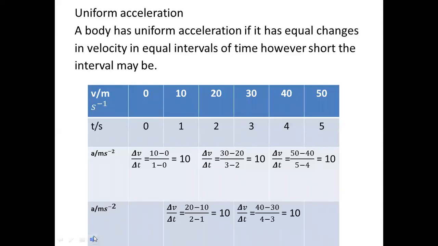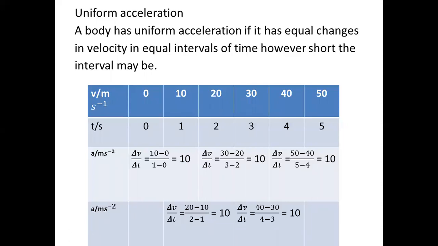Next, we have to discuss uniform acceleration. Acceleration was the rate of change in velocity. So uniform acceleration would be the one in which the change in velocity is equal in equal intervals of time. Velocity is changing equally in equal intervals of time.